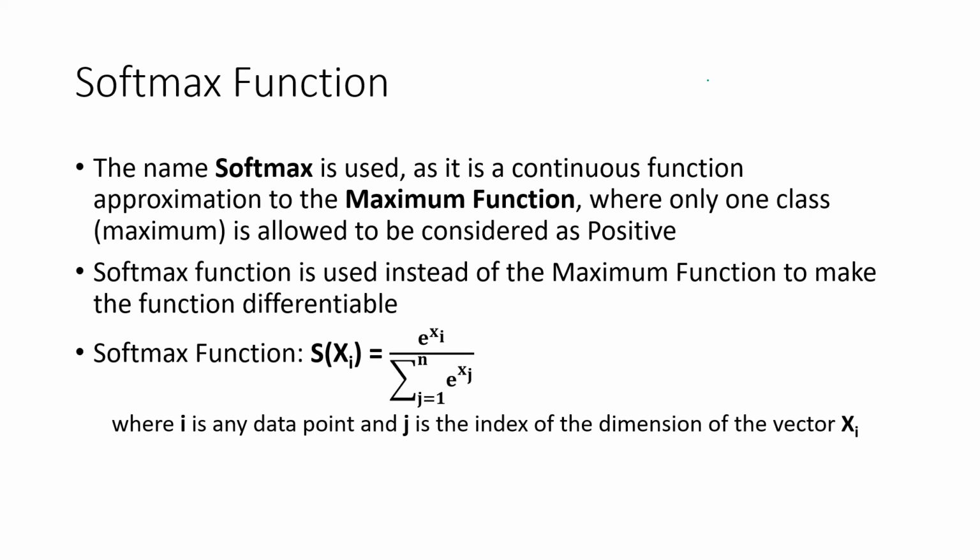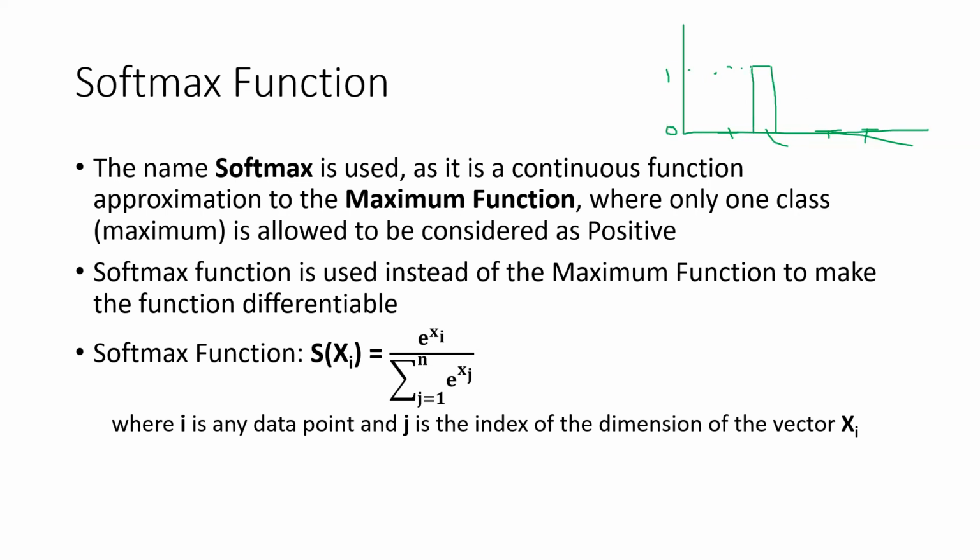Similarly, when there are multiple classes, the best option is using the max function, right? For example, if you have different functions, different x values, suppose this one is the value that you should select. So this one should have value 1, and all the other values should be 0. This is 1 and this is 0. This is the max function, right? So the max function suffers from the same problem as the unit step function.